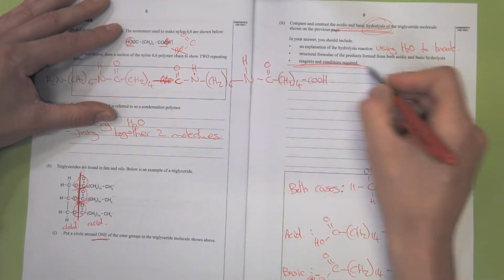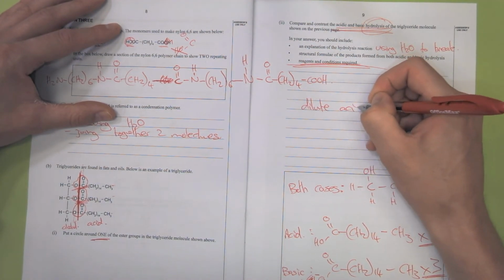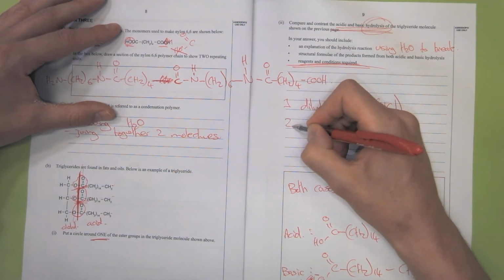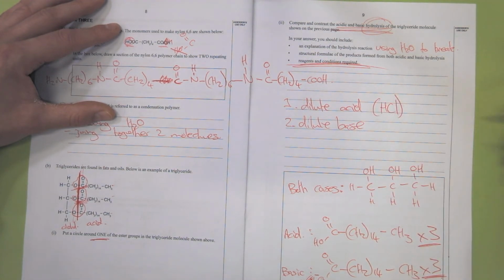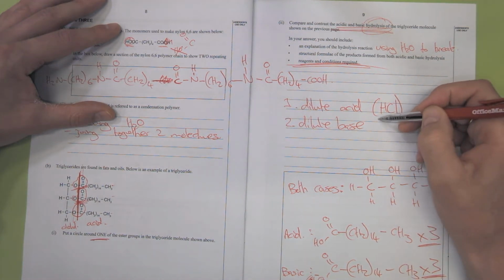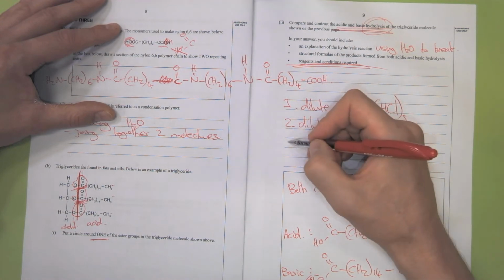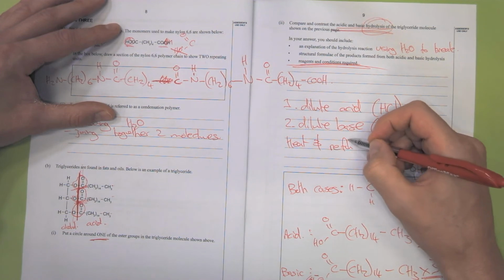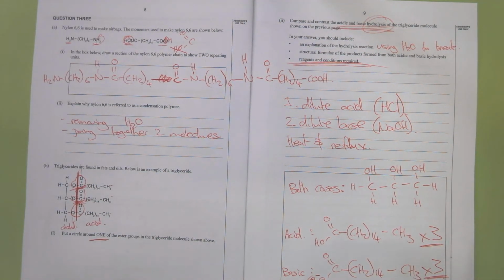Reagents and conditions required. So reagents, either dilute acid, could be HCl or something like that, or dilute base for either of them. Let's say it could be NaOH, and also we're going to need heat and reflux. Okay, we need heat and reflux just so that those products that we're producing are staying in the solution and reacting further.